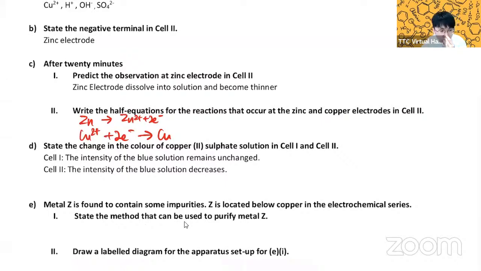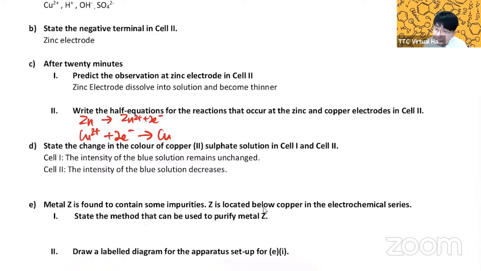So if you want to collect metal Z but don't want the impurities, it's like I have impure copper. What should I do to collect pure copper? You have to go all the way back to your electrolysis, your purification. Put your impure copper at where? Anode. Why? Because the anode will dissolve the copper, and copper will flow to the cathode and form new copper at the cathode. So the same thing happened as here.